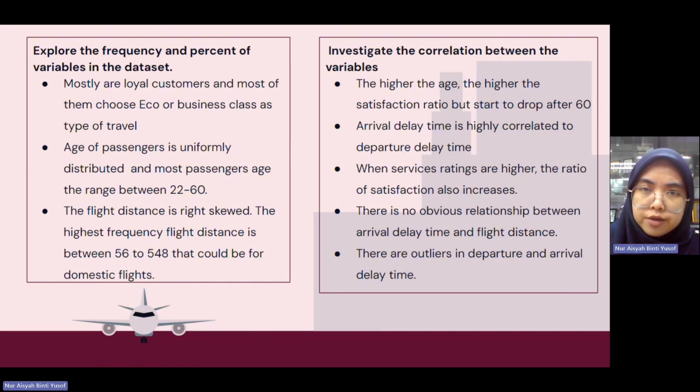For the second objective, which is to investigate the correlation between the variables. First, the higher the age, the higher the satisfaction ratio. But the ratio starts to drop after the age of 60 because the younger are not used to the flight, while the older expect higher services. Second, the arrival delay time is highly correlated to the departure delay time. Third, when service ratings are higher, the ratio of satisfaction also increases. But there is no obvious relationship between arrival delay time and flight distance. Plus, there are outliers in departure and arrival delay.